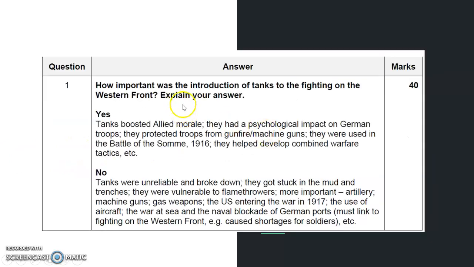The same goes for number 2. These are some of the answer schemes. Yes, no. You have to be firm about this. Explain your answer. Let's say you don't agree with the statement. You have to say no. Tanks were not important because tanks were unreliable. You have to explain.